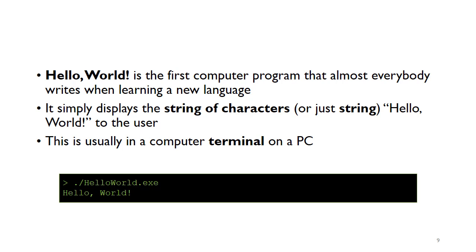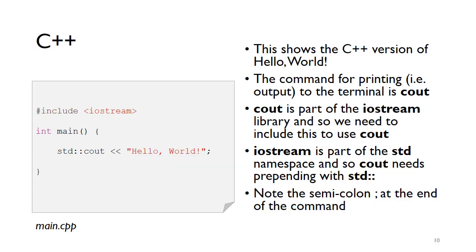As you can see here, suppose we've got our program called helloworld.exe. We'll execute that compiled file, and then the string hello world will appear in the terminal. We'll look now at the actual source code for Hello World. We'll first look at the C++ version.